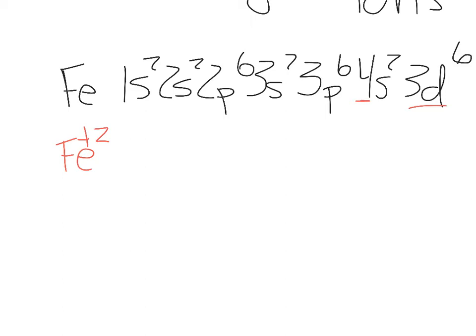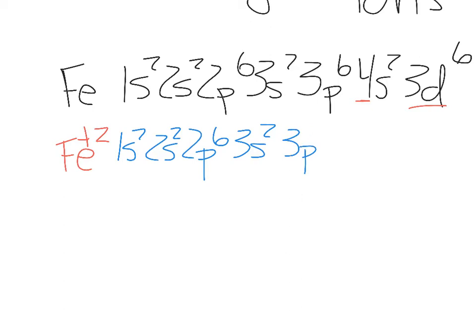So instead of removing it and forming 3d4, you would do 1s2, 2s2, 2p6, 3s2, 3p6. We're taking them out of the 4s2. We're getting rid of these 2 electrons here. And then we're left with 3d6.